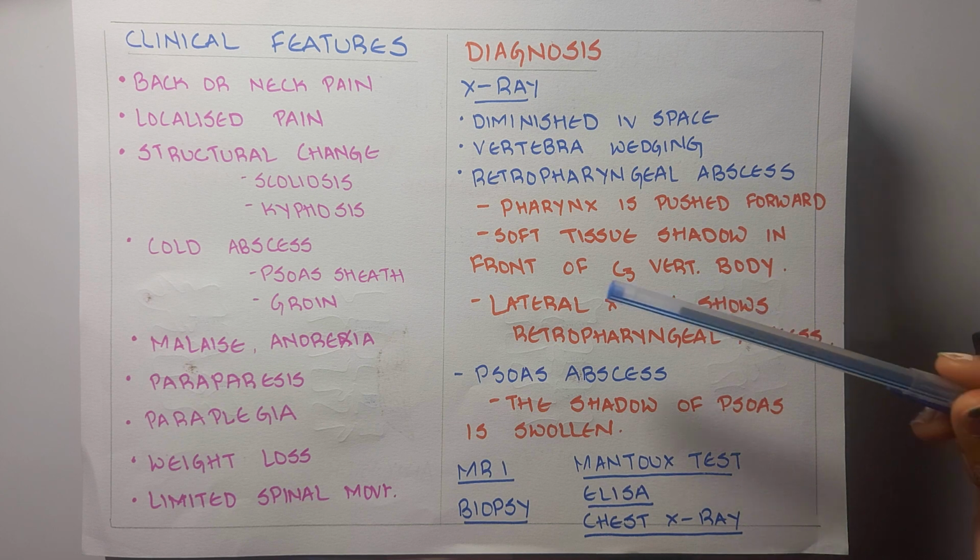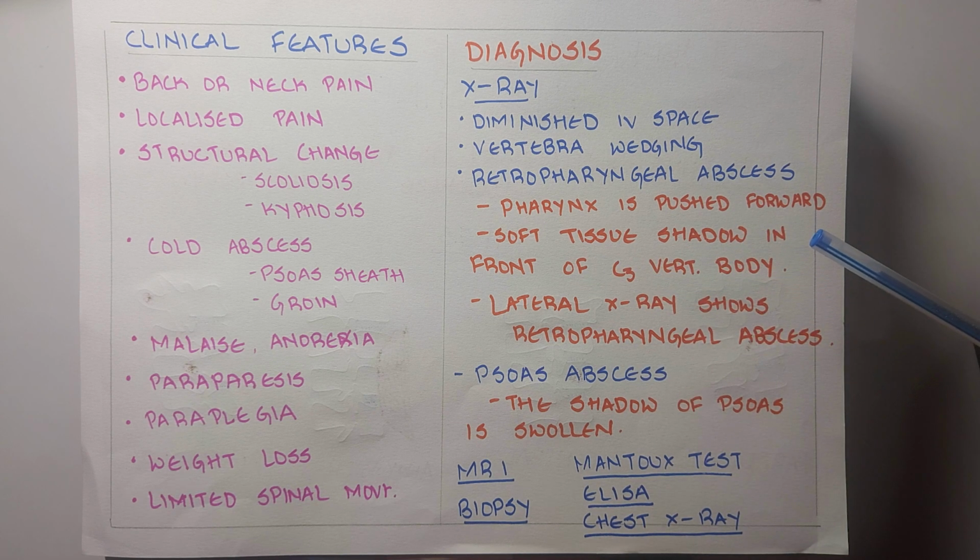So where your pharynx is pushed forward and the soft tissue shadow is shown in front of your C3 vertebral body. We can also see the psoas abscess where the shadow of psoas is swollen. The other tests to be done are MRI, biopsy, Mantoux test, ELISA and chest X-ray.